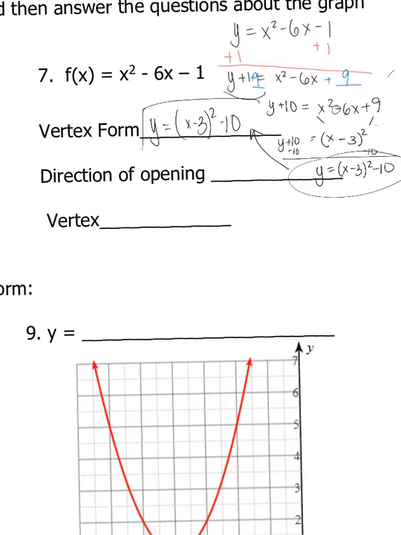There's my vertex form, which means I can now see out front there is no negative, so this parabola is going to open up. And I can see that my vertex is not negative 3, but positive 3 from here. I'm going to change that sign, positive 3, and then negative 10. Remember, when you make the vertex, you switch the sign, you keep the sign.